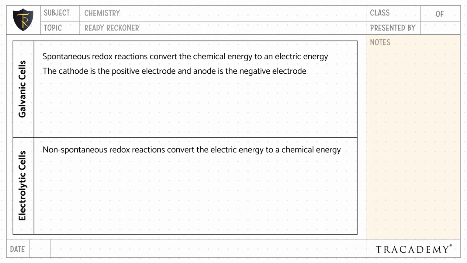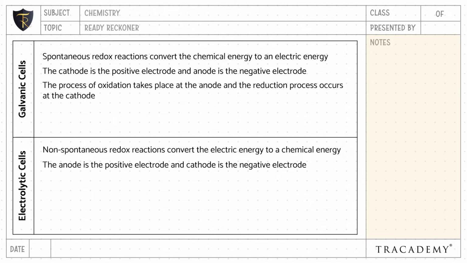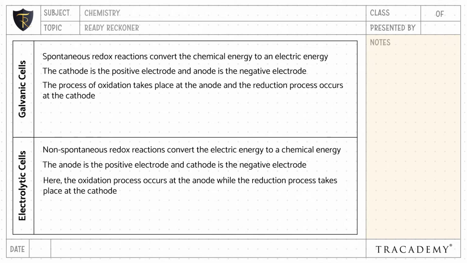In the galvanic cell, the cathode is the positive electrode and the anode is the negative electrode, whereas in an electrolytic cell, the anode is the positive electrode and the cathode is the negative electrode. The process of oxidation takes place at the anode and the reduction process takes place at the cathode in galvanic cells, whereas the oxidation process occurs at the anode while reduction occurs at the cathode in electrolytic cells.